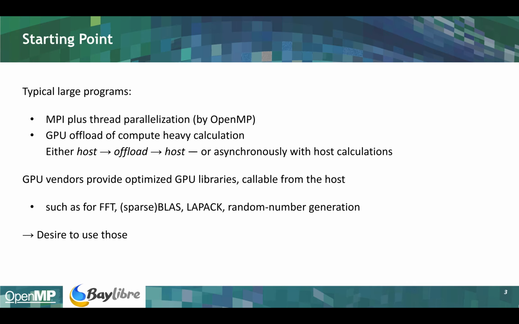A typical program is an MPI program with thread parallelization, usually by OpenMP. And at some point, one wants to use GPU libraries, and GPU vendors ship them, supporting fast Fourier transformation, linear algebra, sparse or not, LAPACK, solvers, random number generation and the like.